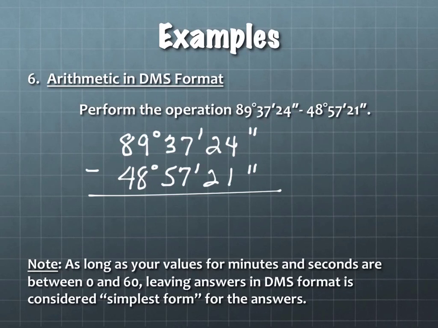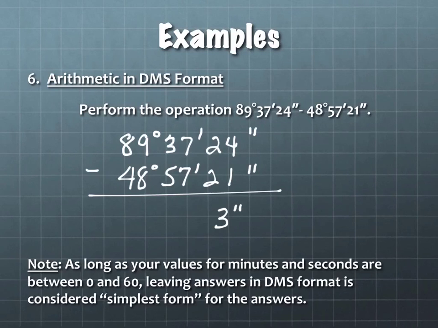All right, so like we've done with most of the addition and subtraction you've done over your life, you start on the right-hand side, and you subtract, and there's no problem there. 24 minus 21, you can do that. What do you get? 3. So there's 3 seconds left over when I subtract. But I do have a problem on the minutes. There's 37 minutes minus 57 minutes.